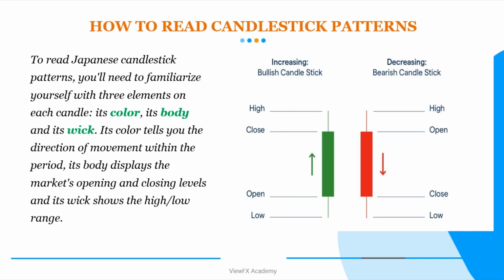How to read Japanese candlestick patterns. To read Japanese candlestick patterns, you'll need to familiarize yourself with three elements on each candle: its color, its body, and its wick. Its color tells you the direction of movement within the period, its body displays the market's opening and closing levels, and its wick shows the high/low range.